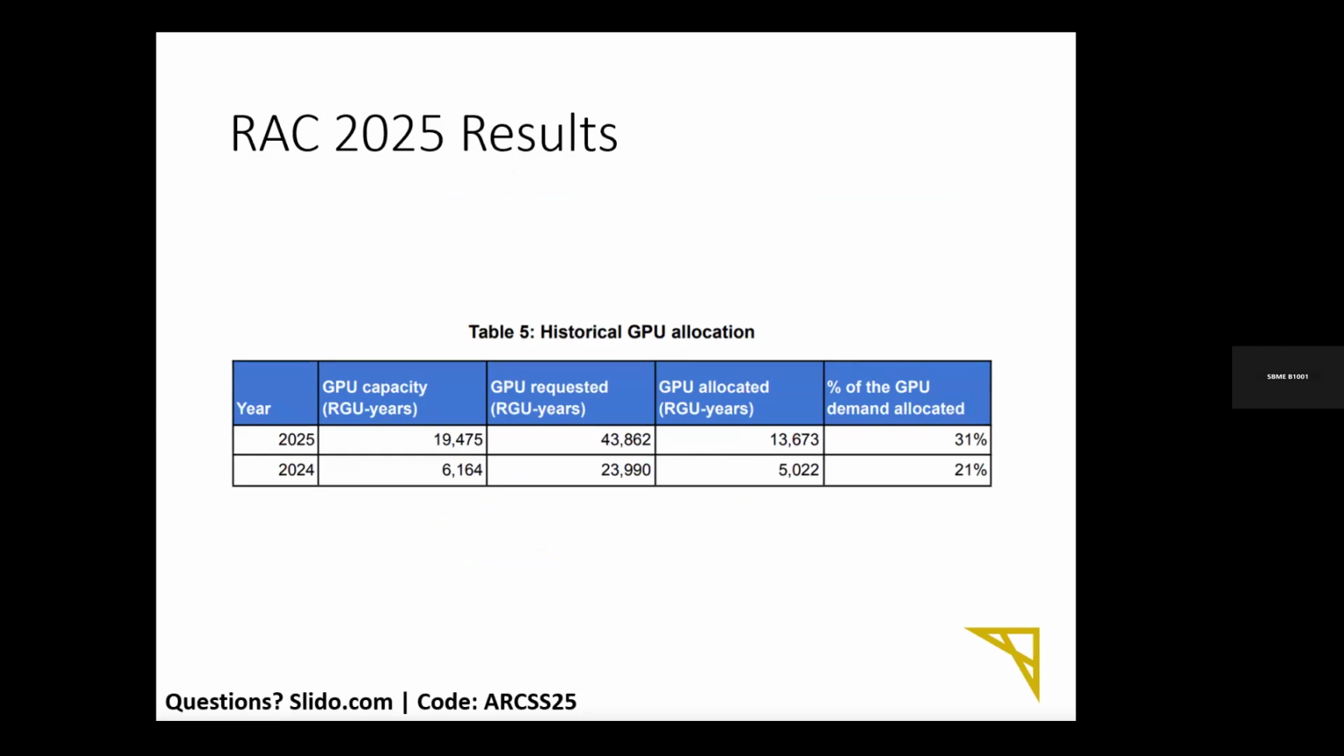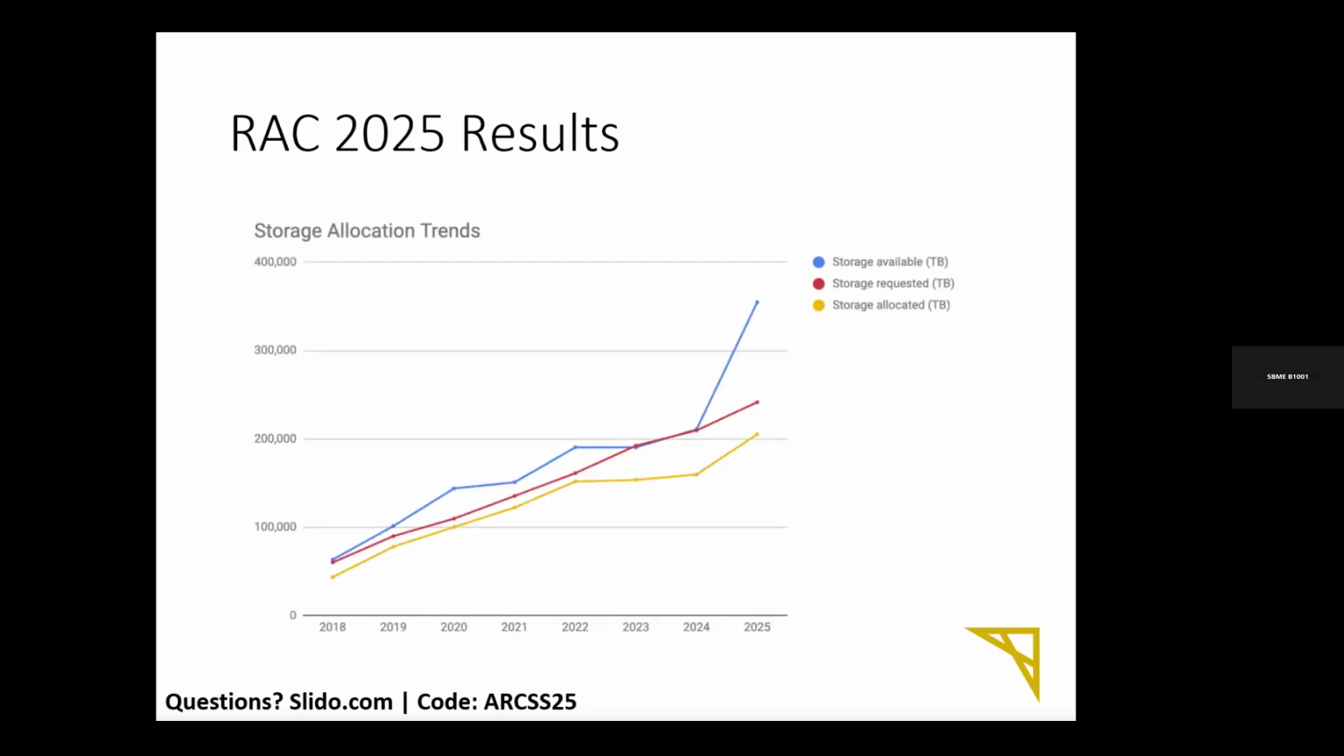GPU is a little different. For GPU, the requested amount is actually more than what was available across the country. So what's been awarded is about 30%, 31%. And storage, similar to the compute, storage requested is actually less than what was available. But as you can see, that trajectory could change as we go forward.